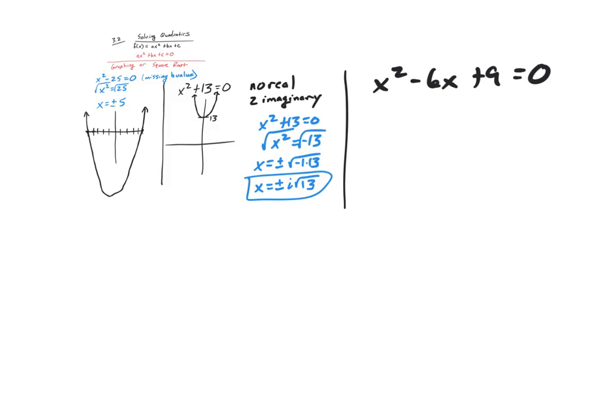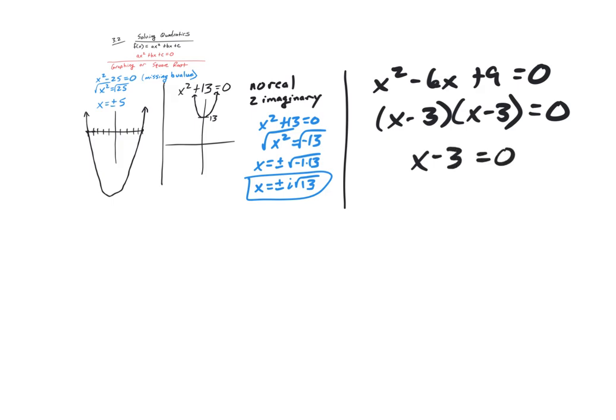In this case, it's the same number, right? It's x minus 3 times x minus 3. If I foiled those two together, it would get me back to x squared minus 6x equals 9. But if these two are the same thing, then I'm only really going to get one solution. There's no reason to set that equal to 0 twice. So we're going to say x minus 3 equals 0, and we get x equals 3.